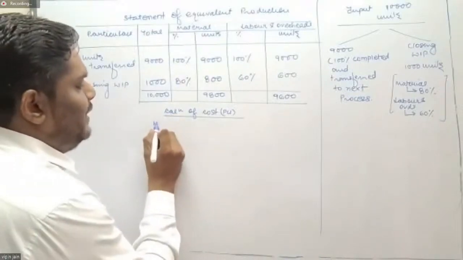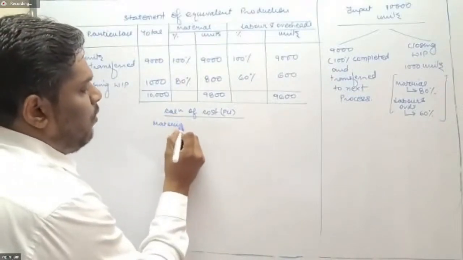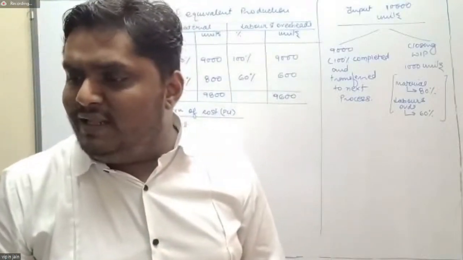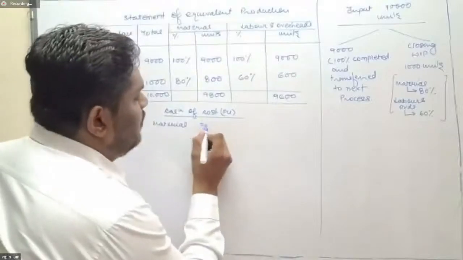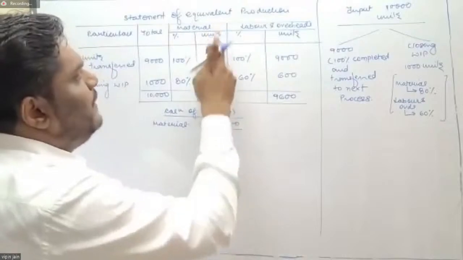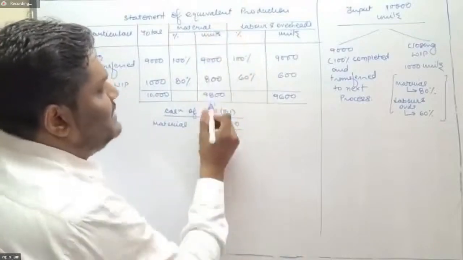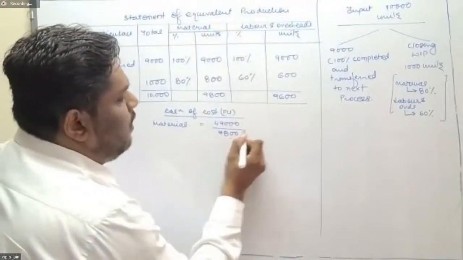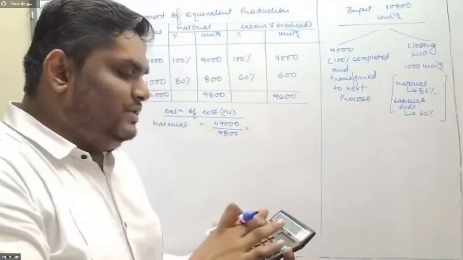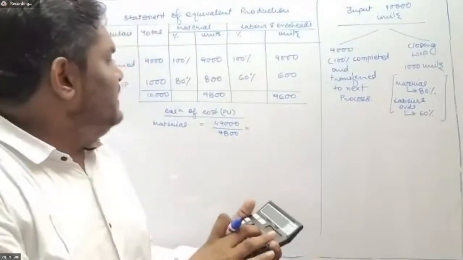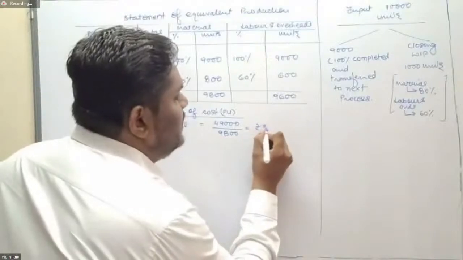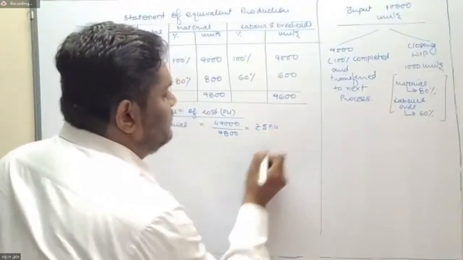When talking about material, the total cost incurred in case of material is 49,000 and the equivalent number of units in case of material is 9,800. So the cost per unit will be 49,000, the total cost of material, divided by the equivalent number of units, that is 9,800. So this will be rupees 5 per unit.